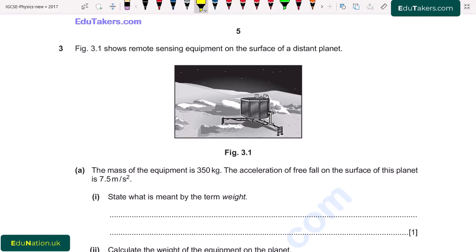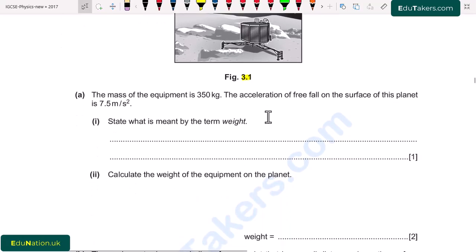Question number 3. Figure 3.1 shows remote sensing equipment on the surface of a distant planet. There is a figure 3.1, you can see it. Part A. The mass of the equipment is 350 kg. The acceleration of free fall on the surface of this planet is 7.5 meters per second squared.